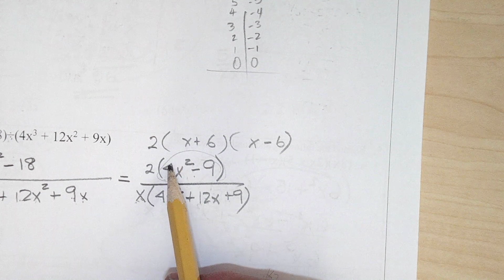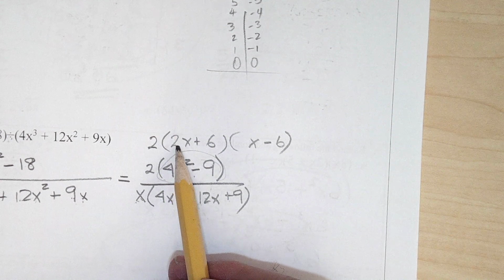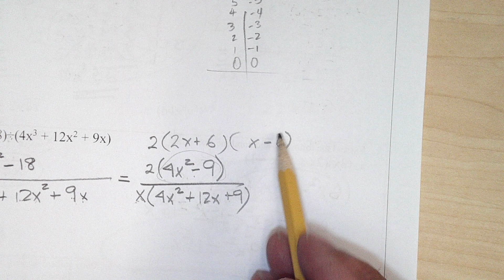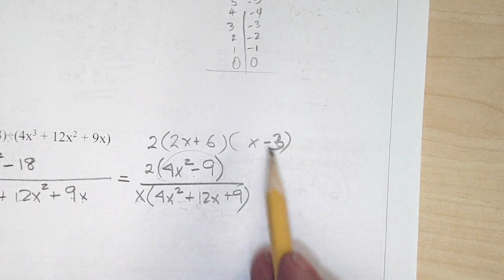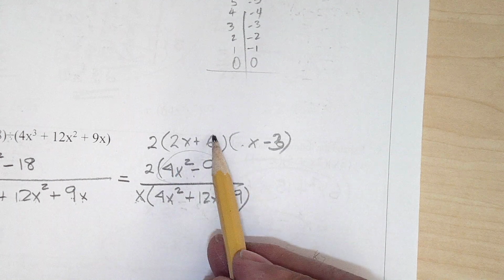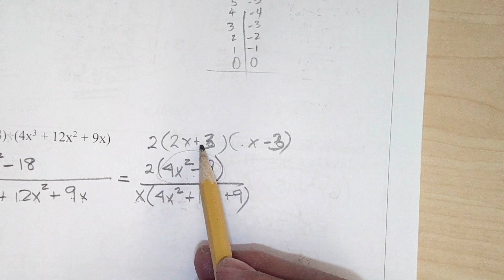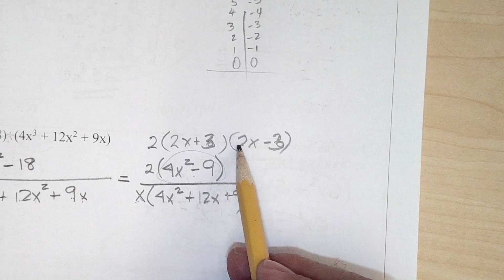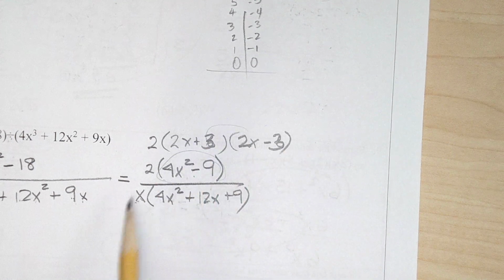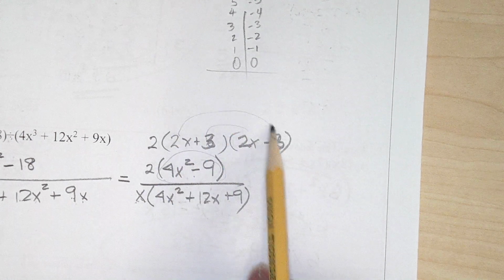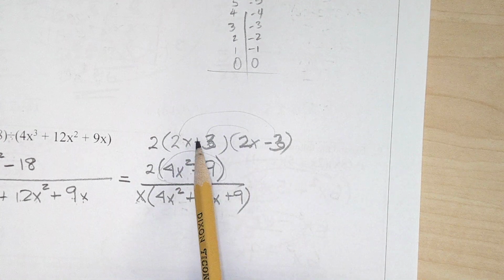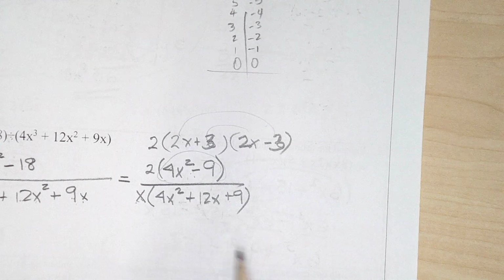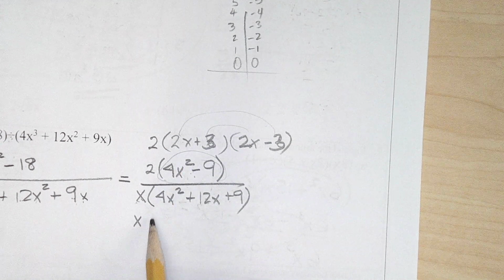But I need 4x squared, so I need a 2. So I'm going to borrow the 2 from here, divide out a 2, and make this a 3. And I need another 2, and I can get another 2 from here, dividing that by 2 and putting it over here. So this is still 6x, and this is still negative 6x, making no x's, but I get 4x squared minus 9.